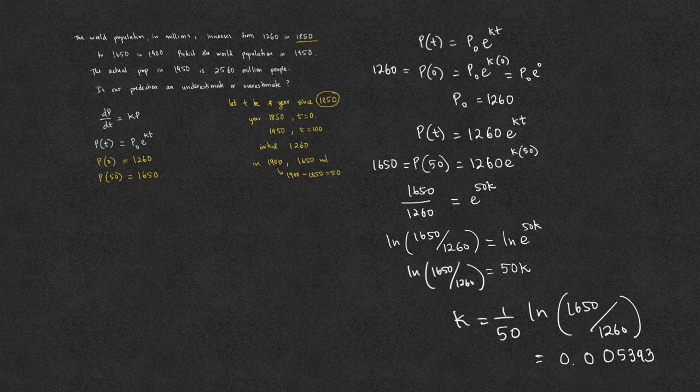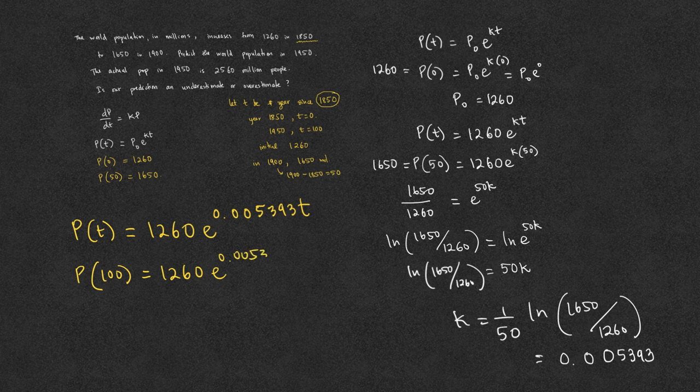Now, we found k, which is another parameter needed, and so we update the equation. P of t equals 1260 e to the power 0.005393t in the exponent. To predict the population in 1950, 1950 is 100 years from 1850, and so we plug t equals 100 into the equation, and we type this into a calculator. We should get 2161. This is the number of people in millions.